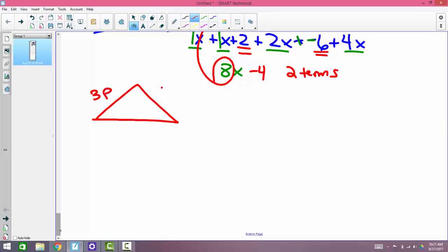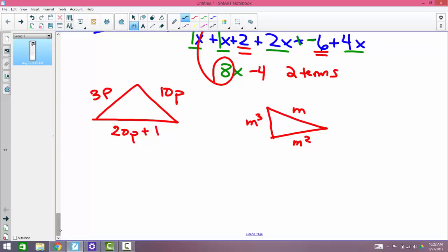A triangle with sides 3p, 10p, and 20p plus 1. Another triangle with an m, an m squared, and an m cubed. Go ahead and hit pause.